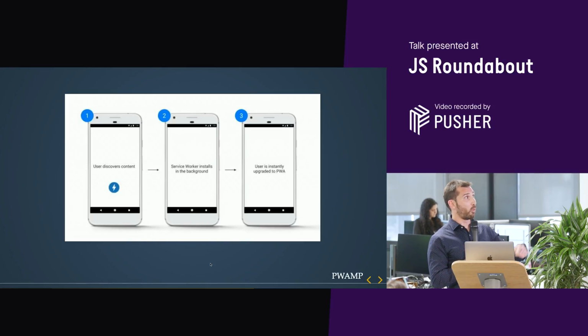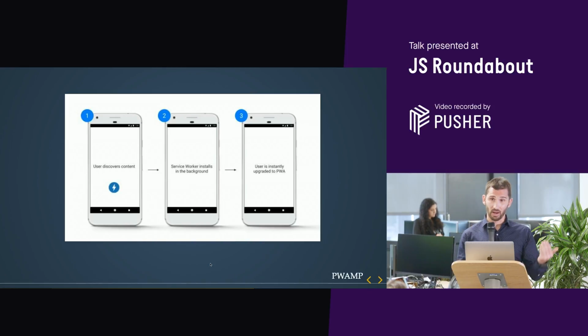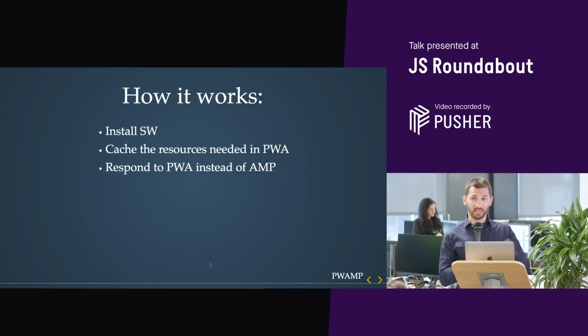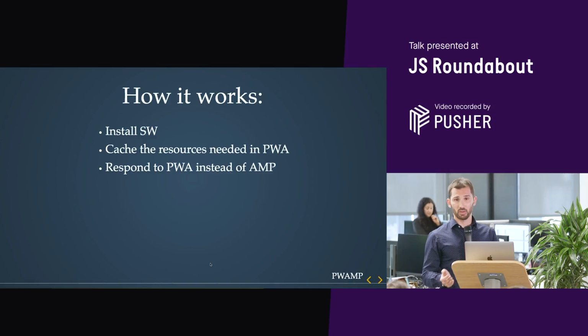But at the same time, while the user starts interacting with the app, behind the scenes, the AMP is going to install the service workers. So as soon as you install the service worker and all of the resources needed by the PWA, it would allow the user to be redirected to the AMP application, sorry, to the PWA application. So it's like a trick.